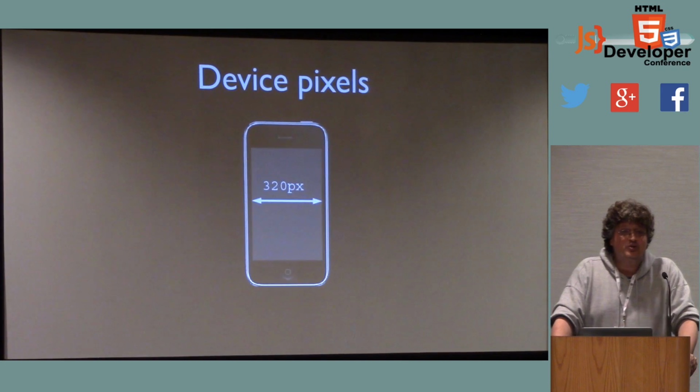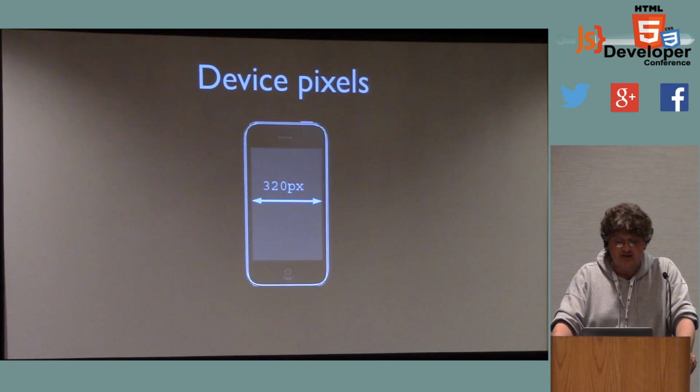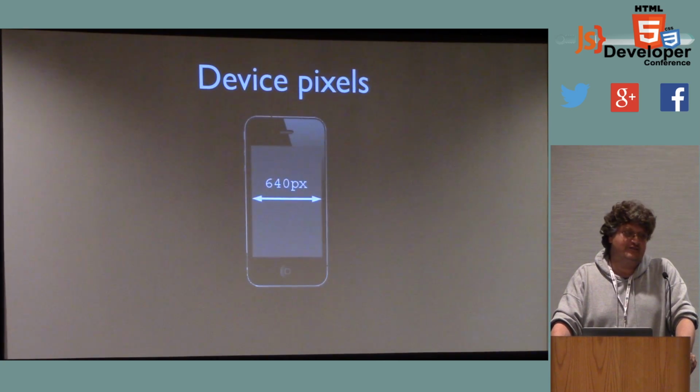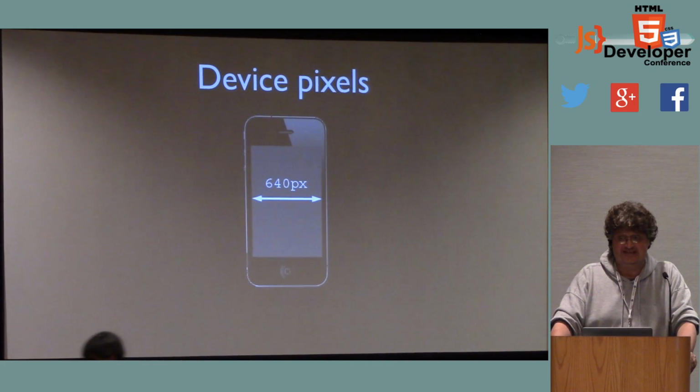So the best known example of device pixels is the iPhone. The old iPhone, the 3G, had 320 device pixels, and then along came the retina screen, which doubled that number to 640. Why? Because more device pixels gives you crisper and smoother images and fonts, and everything will just look nicer.